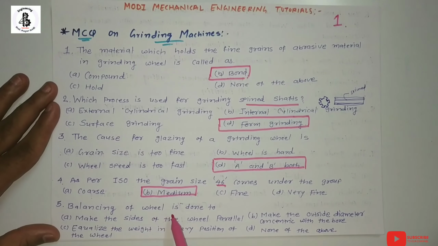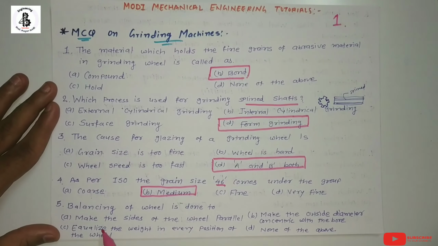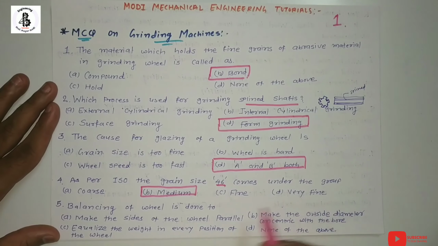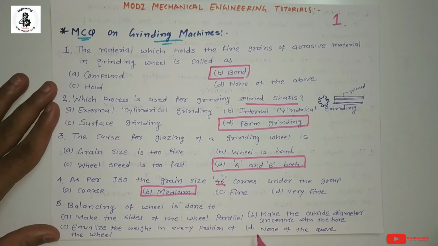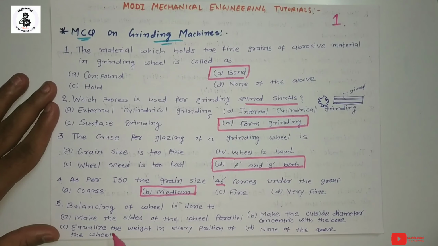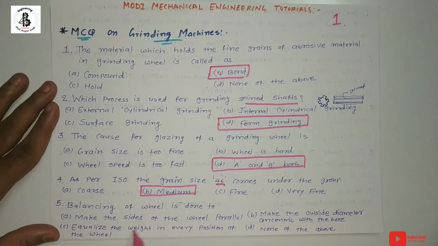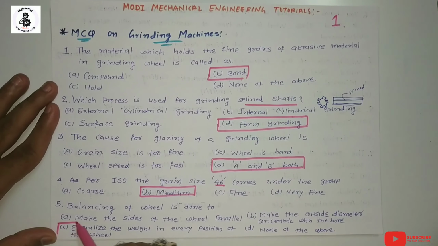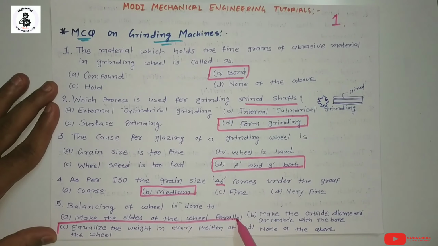Balancing of a wheel is done to: option A, make the sides of the wheel parallel; option B, make the outside diameter concentric with the bore; option C, equalize the weight in every position of the wheel; and option D, none of the above. Basically, balancing of the wheel is to equalize the weight in every position of the wheel. Then we increase the characteristics, or performance, of the particular wheel for cutting the job. So the right answer is to equalize the weight in every position of the wheel.